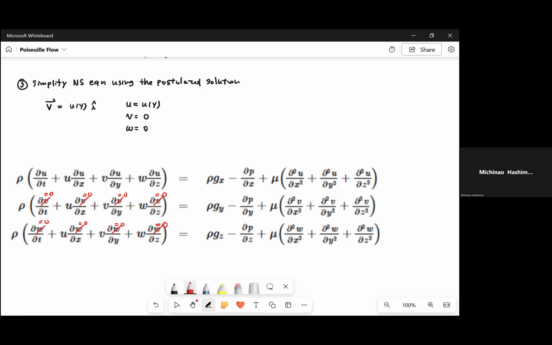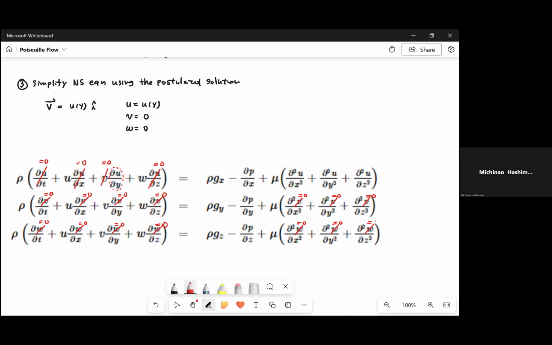Since u only depends on y, the partial derivative with respect to t equals 0, the partial derivative with respect to x also equals 0, and z also equals 0. Although du/dy can potentially be non-zero, v equals 0, so everything on the left-hand side equals 0. This is great. And then we can also clean up the viscous term, this term equals 0, this equals 0. Then the viscous terms only exist for the u.